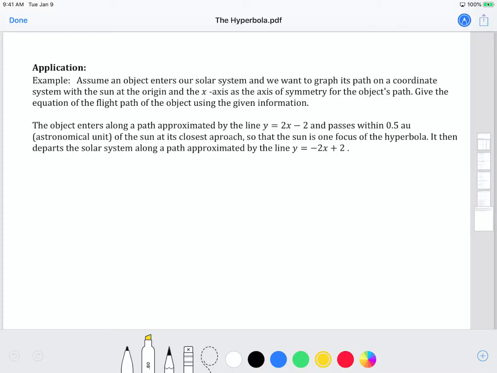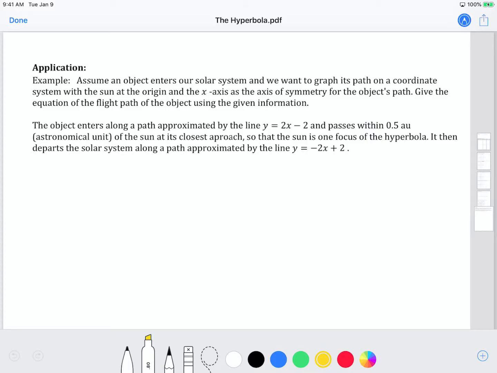So now we're going to go through an application of the hyperbola. And one application of the hyperbola is a flight path of an object in space. Now, as we read this, there's a lot of information that's given to us. I'm going to highlight the information that's important.